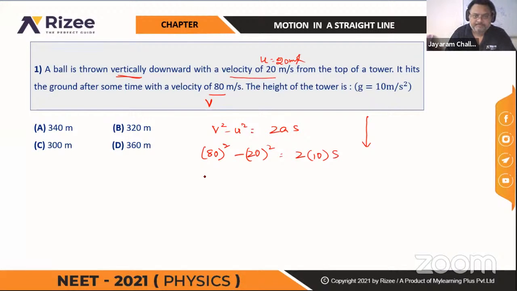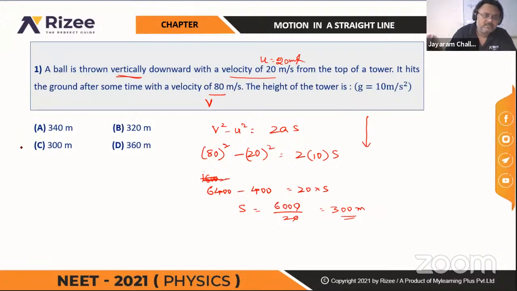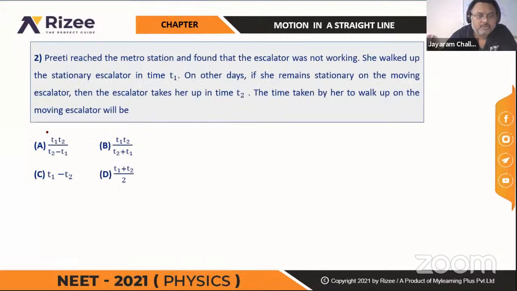So this will be 1600, sorry, this is 6400. 6400 minus 400 is equal to 20 into s. So s will be equal to 6000 by 20. That comes out to be 300 meters. So this is your first option. Next one.